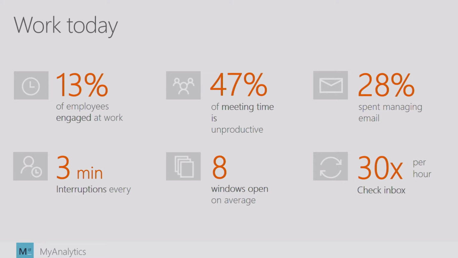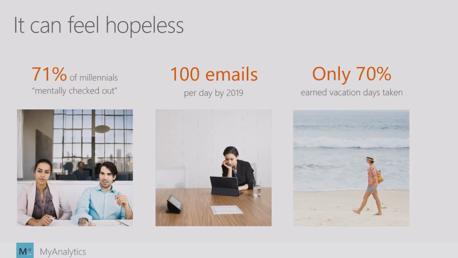So with this bombardment of information in the modern workplace, it can also feel hopeless. We have some statistics around 71% of millennials are mentally checked out. And by 2019, there's predictions that we'll be getting about 100 emails a day. I don't know about you in the audience, I think I'm already there. I think I'm past that. So I don't know who these folks are that are still trending by 2019, but they'll have to adjust. And then only 70% of earned vacation days are taken.